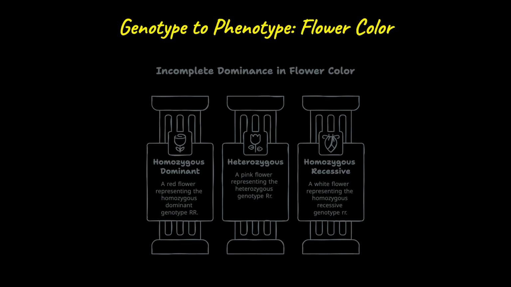Incomplete dominance in flower color is a perfect model. Each genotype, RR, Rr, and rr, maps to a unique phenotype: red, pink, or white. In complete dominance, that one-to-one mapping breaks down, which is why phenotype alone cannot always tell you the underlying genotype.